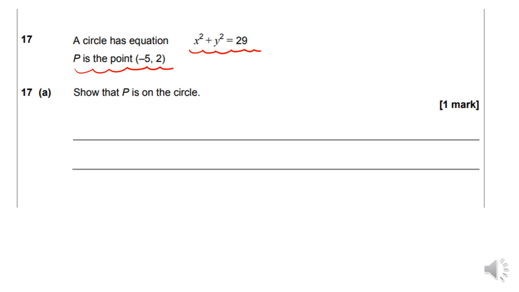So first off, you just need to put negative 5 in, give it a square, and then you're going to add 2 squared to it, and you're ultimately looking to see if the answer to that is 29. Well, 5 squared is 25. You're going to add 2 squared, which is 4, and that gives you 29. So it is on the circle.